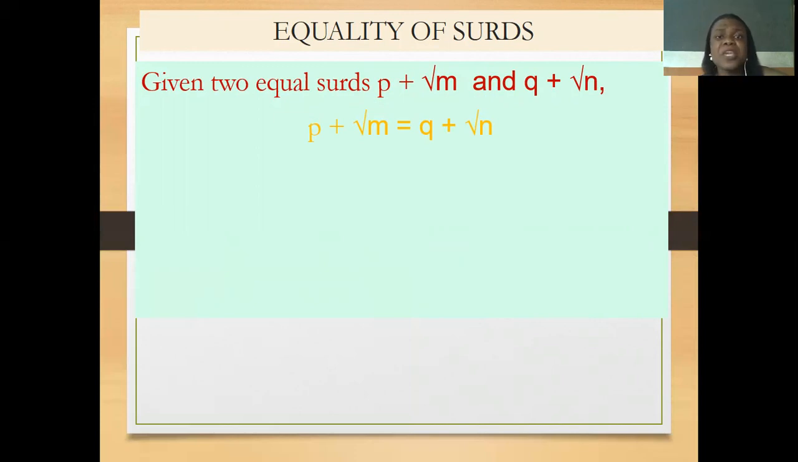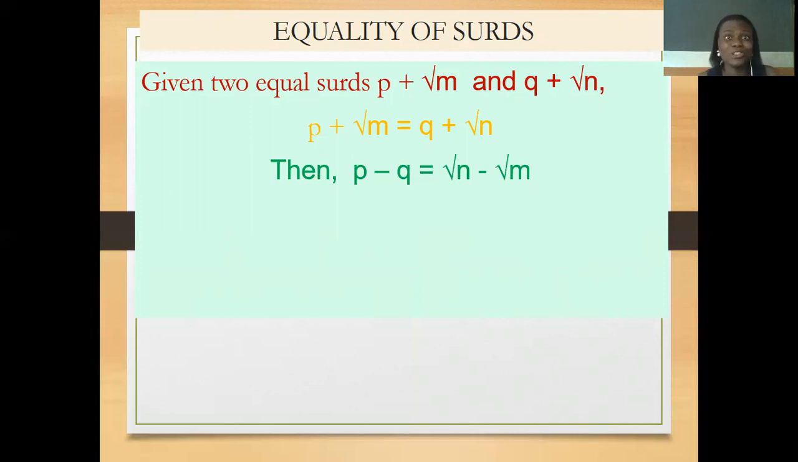So P plus root M equals Q plus root N. Now, that means that if we put the two rational numbers together and put the two irrational numbers together, it means that P minus Q must be equal to root N minus root M, right? Now, there's a slight hitch here in the sense that on the left-hand side, P minus Q are rational numbers. You can see there's no square root sign. But when we get to the right-hand side, they are irrational there.